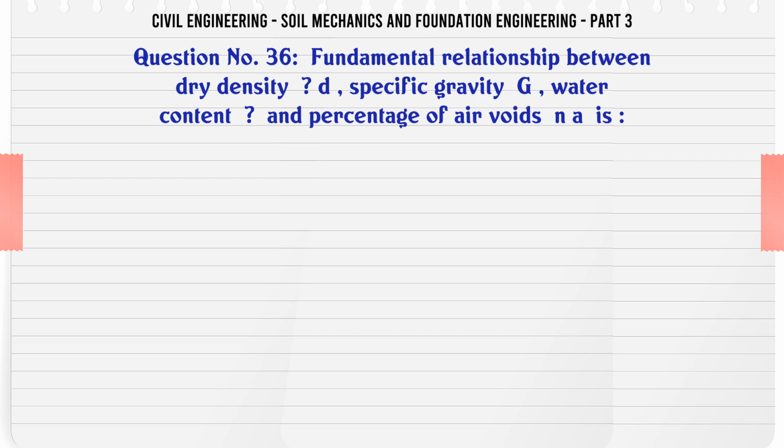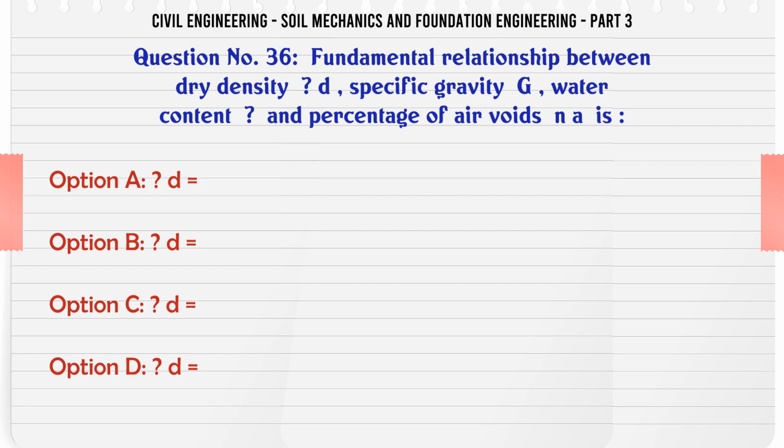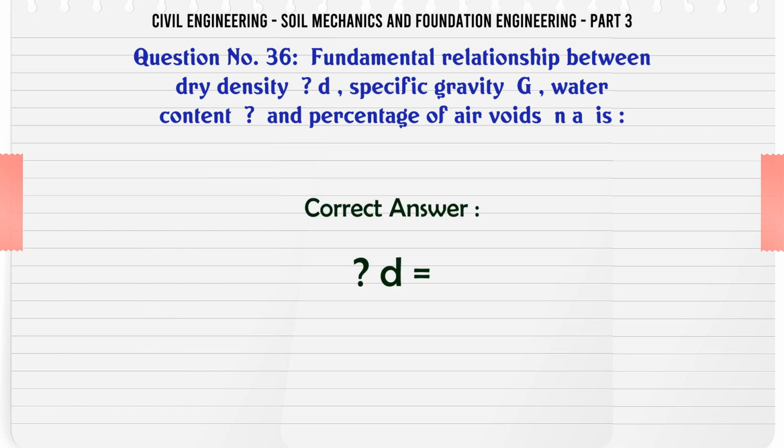Fundamental relationship between dry density γd, specific gravity G, water content w and percentage of air voids na is: A, B, C, D. The correct answer is D.